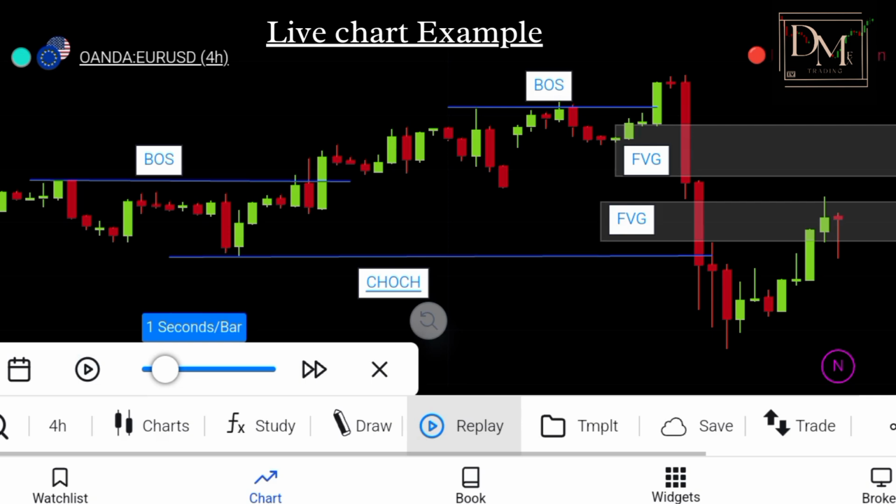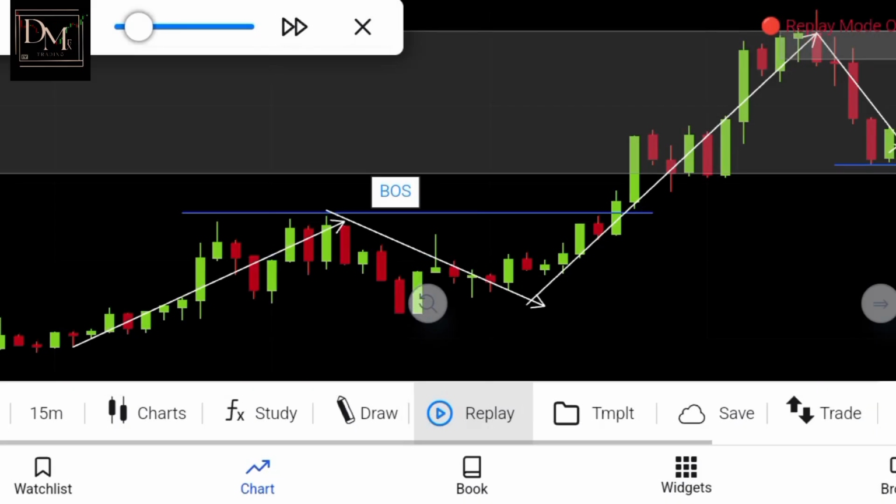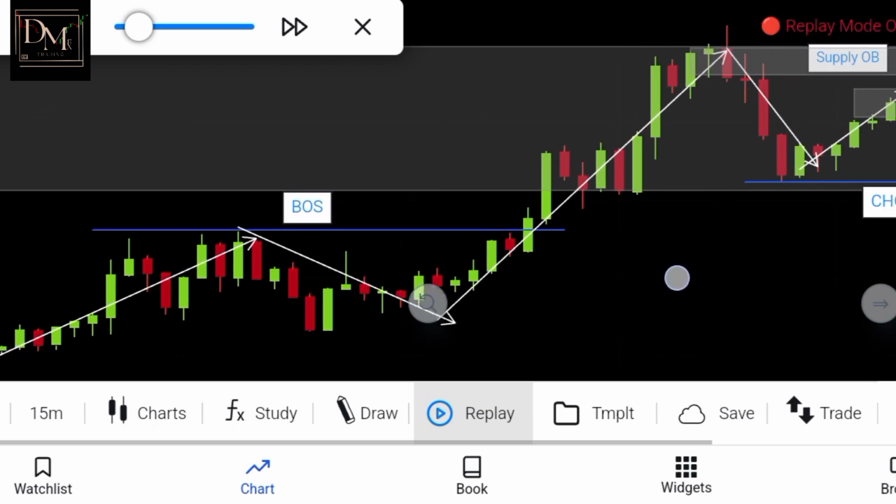And now, a hanging man is formed. If you want to learn how to trade the hanging man candlestick pattern, check out our videos on YouTube. But for now, let's continue. So we proceed to a lower time frame for confirmation and entry.